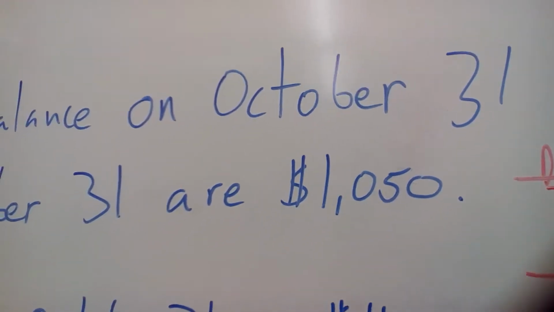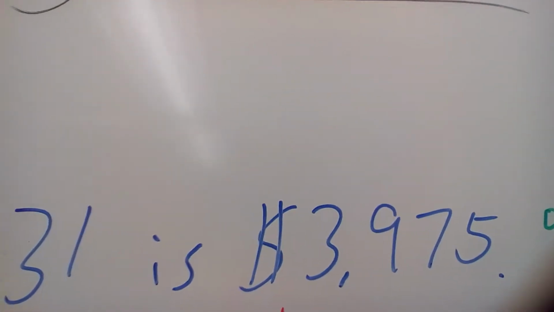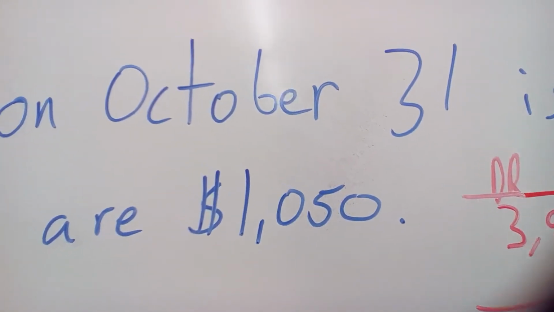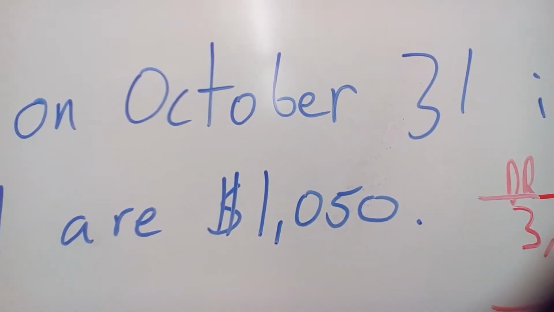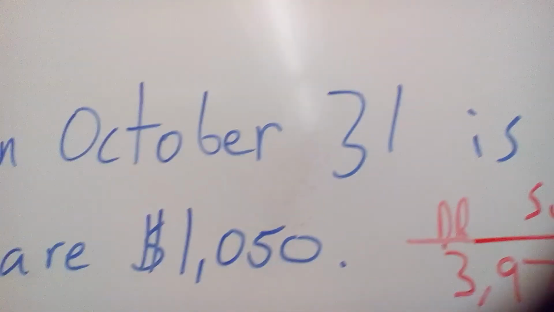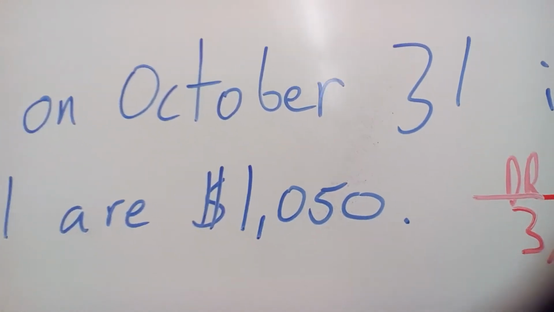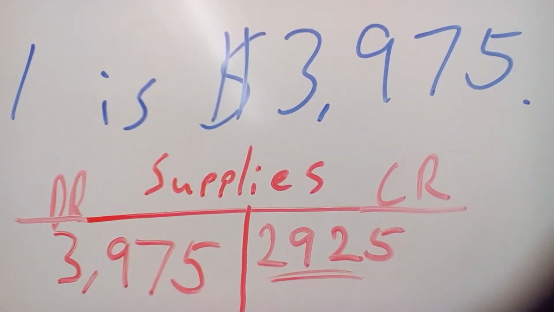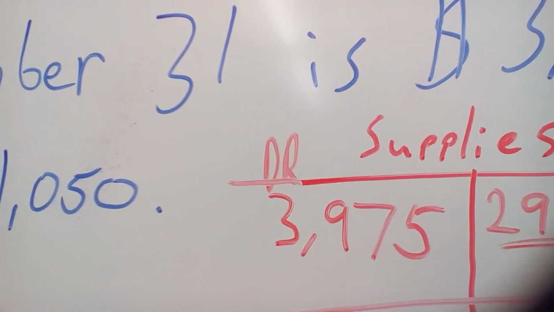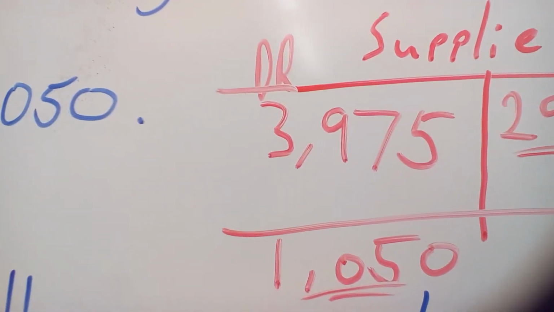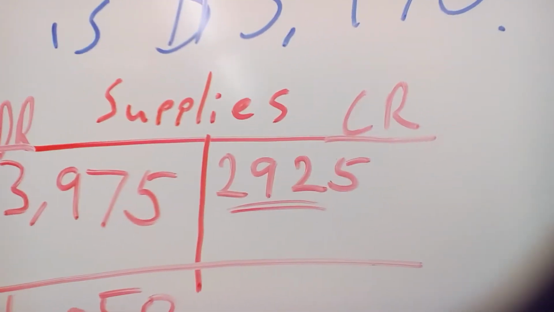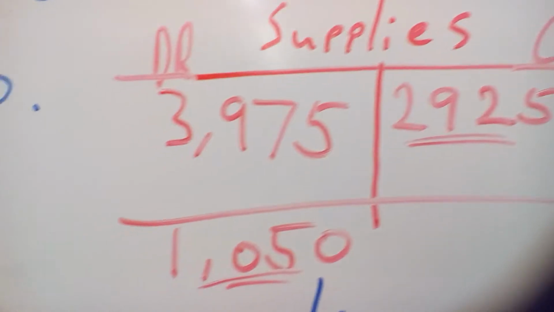So here's one where you had a beginning balance to start, but now you ended with a balance they gave you. What they want you to do is figure out the difference between this 3,975 and this 1,050, which is going to be the journal entry. The easiest way to do that is set up a little T account. Supplies: debits on the left, credits on the right. We started with 3,975, we want it to end at 1,050, so we need to credit the account for 2,925. You can back into it using algebra once again to find that number.